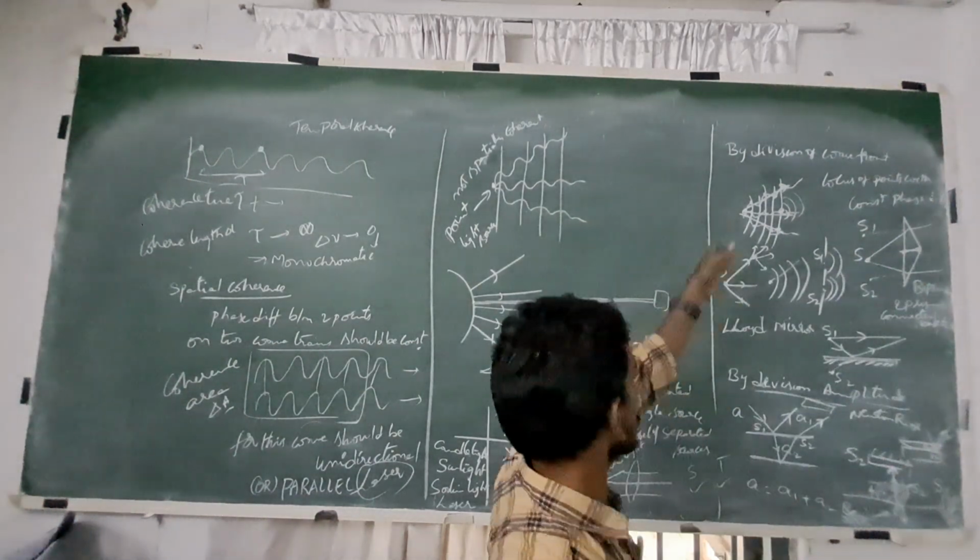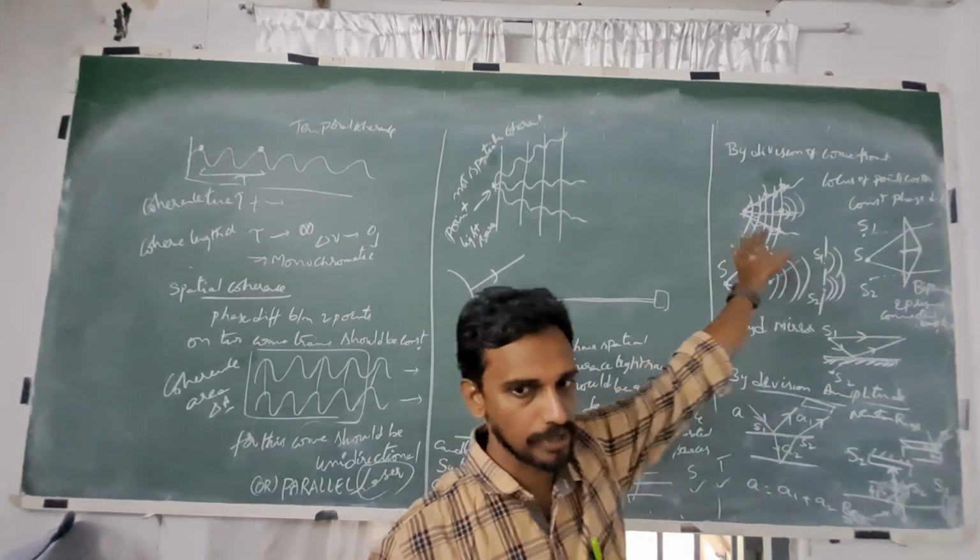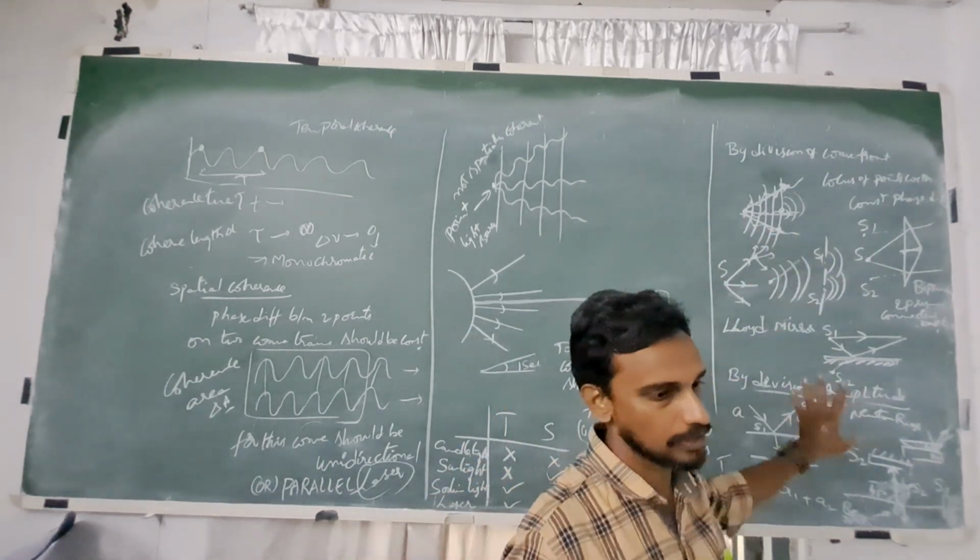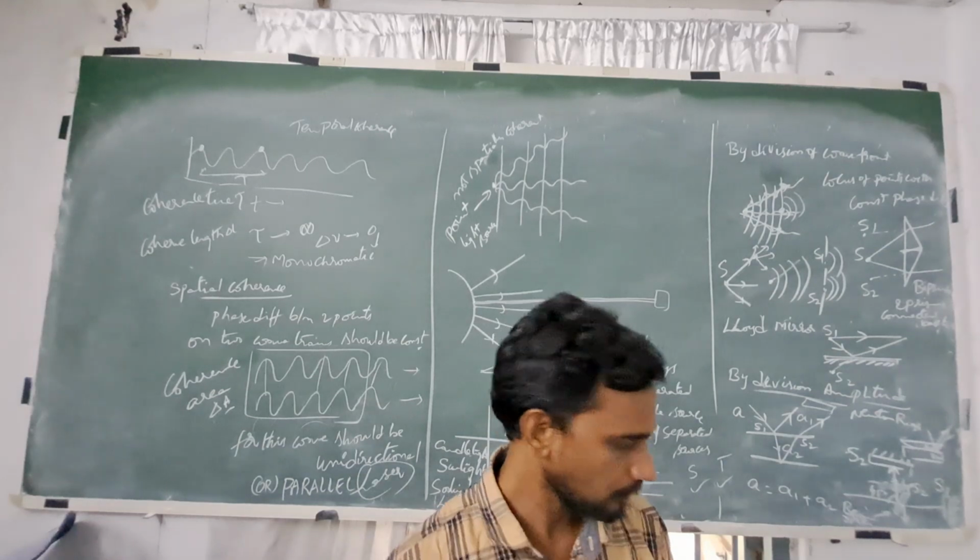So these are the two methods of generating interference, one by division of wavefront and another by division of amplitude.